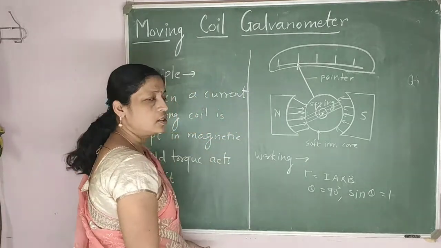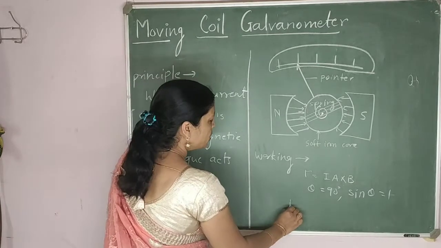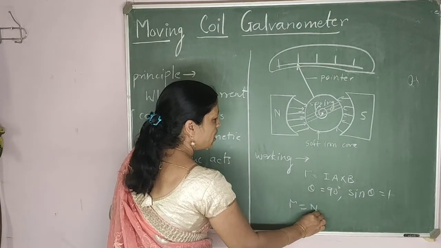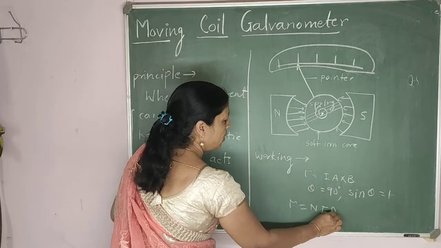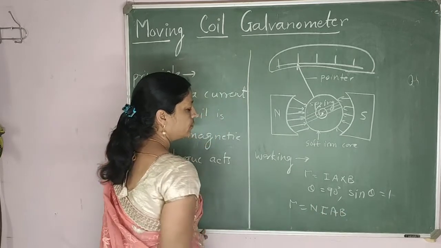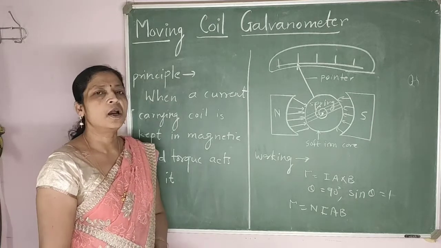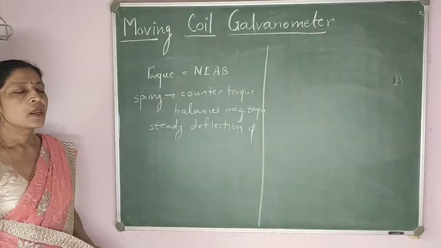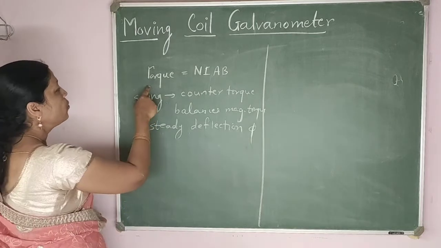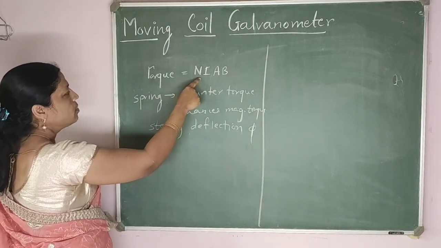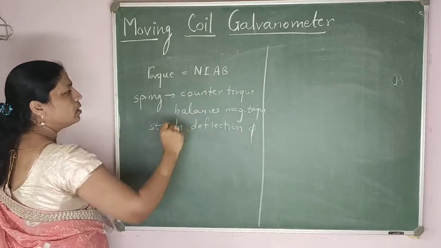For N number of turns of the coil, the expression for torque we can write as NIAB. For N turns, the torque will become NIAB. As we have seen, the torque which is produced in a coil is equal to NIAB.